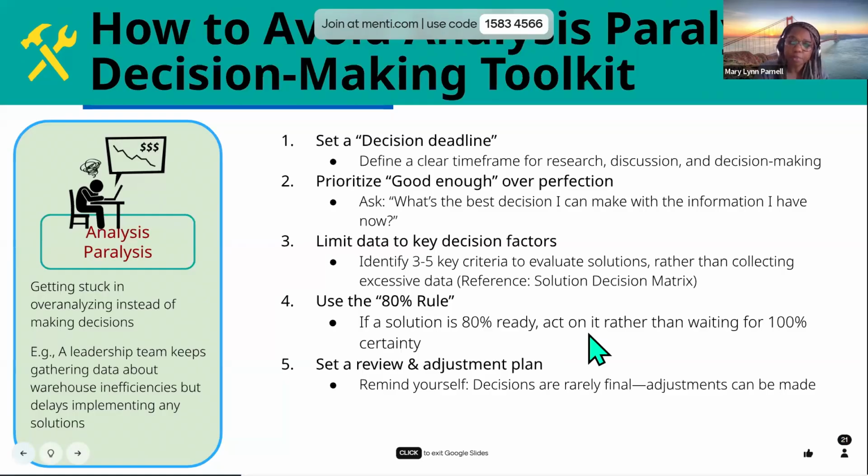And then also, when you get to step 5, where you have a set review and adjustment plan, you'll be able to go through because we're going to remind ourselves that decisions are rarely final. Adjustments can be made. And so we can always work with that.